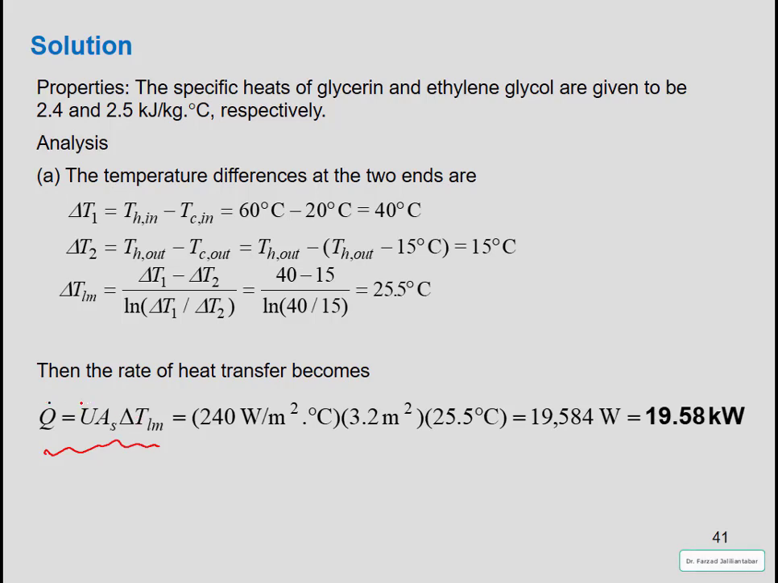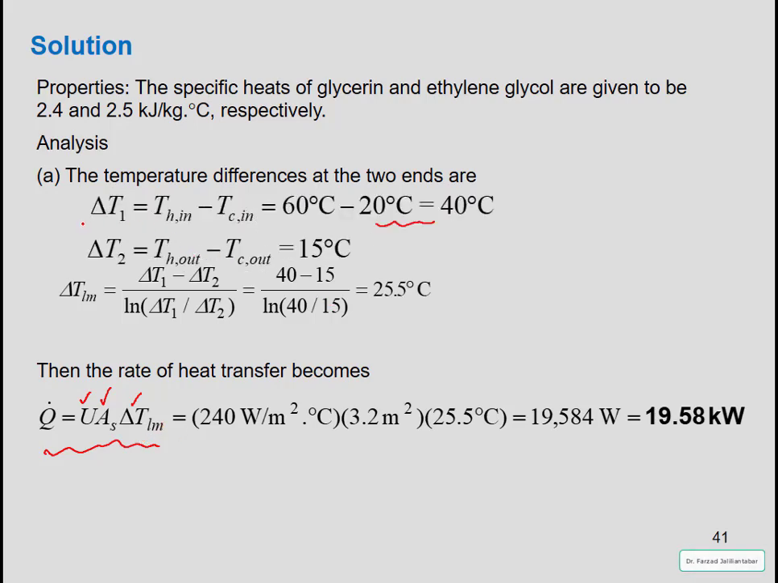Q dot equal to U, it is given. AS is given as well. But what about delta T LM, the log mean temperature difference? Okay, so let's calculate that. Delta T LM is equal to delta T1 minus delta T2 divided by ln delta T1 divided by delta T2. And as you know, delta T1 is the temperature difference at the input of the heat exchanger, and delta T2 is the temperature difference at the output of the heat exchanger.